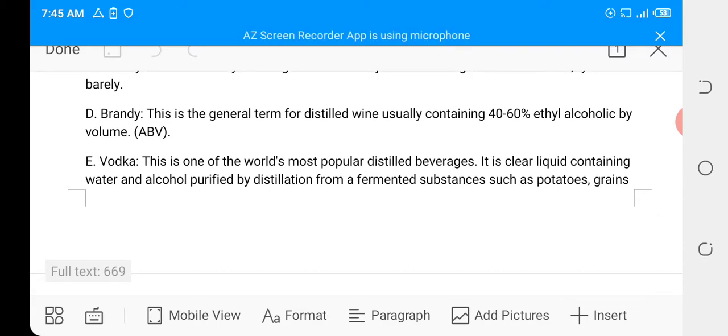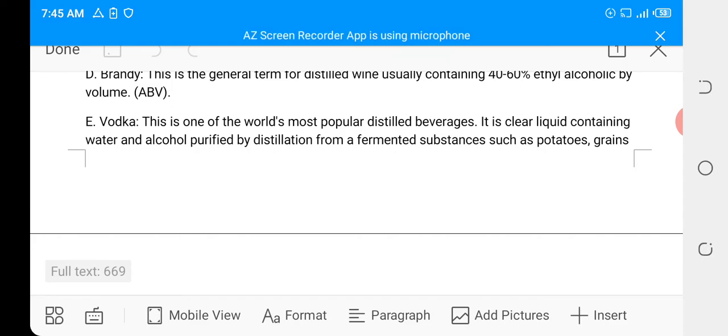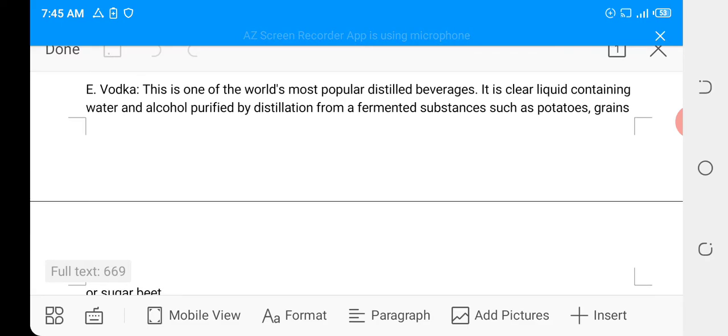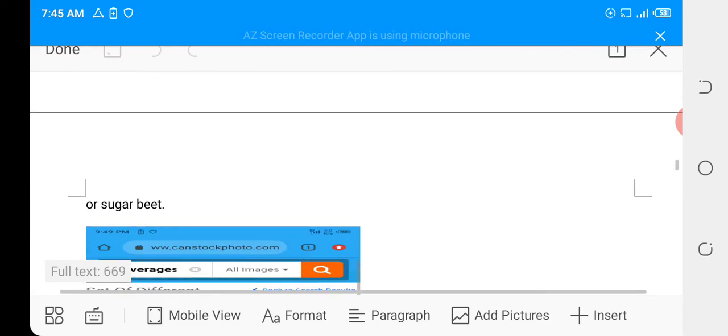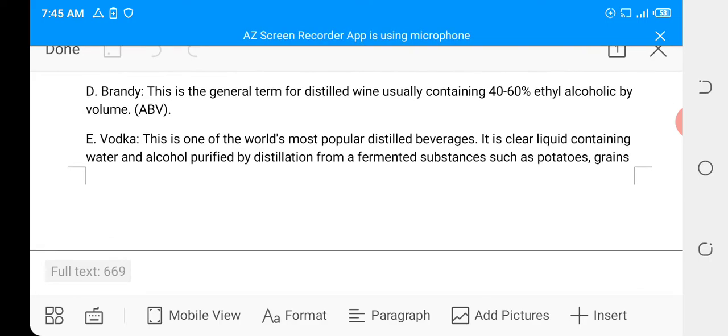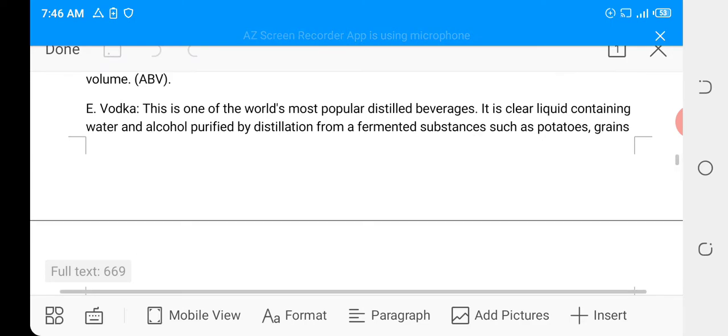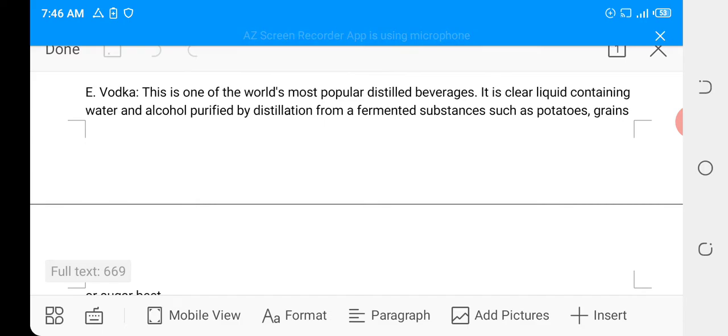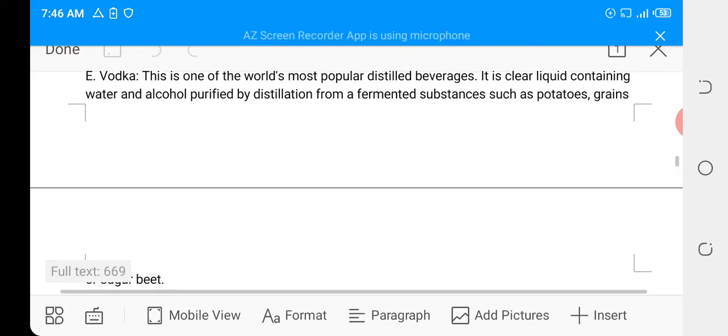Then vodka. This is one of the world's most popular distilled beverages. It is a clear liquid containing water and alcohol purified by distillation from a fermented substance such as potato, grains, or sugar beets. Vodka is whitish in nature. When you look at vodka, it is usually water-like. You think it's water, but it is an alcoholic beverage, gotten from fermented potato, grain and sugar beet.